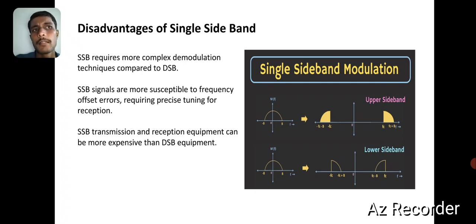Disadvantages of single sideband. SSB requires more complex demodulation techniques compared to DSB. SSB is also susceptible to frequency offset errors, requiring precise tuning for reception, and SSB transmission and reception equipment can be more expensive than DSB equipment.